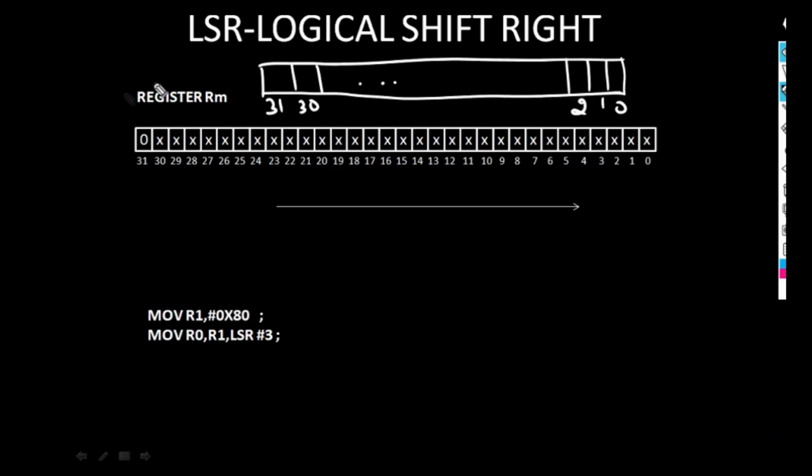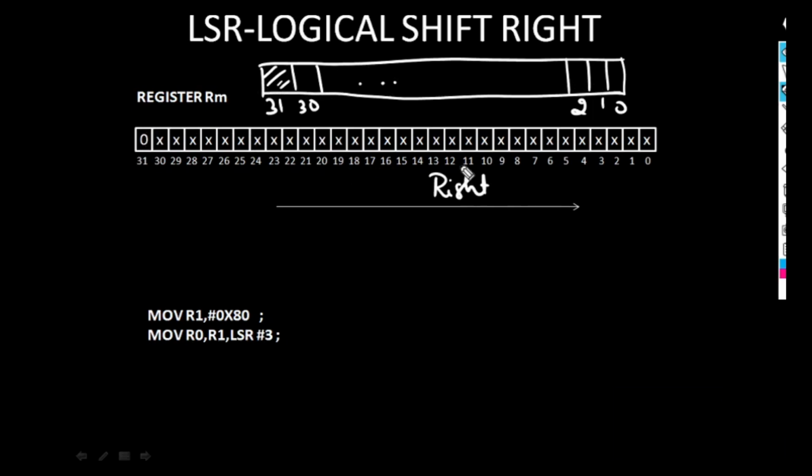If we perform logical shift right on this particular register content, then this is what happens. The entire register content is shifted to the right side, that is this side. Obviously, when you shift it to the right, a vacant position will be created in the MSB, so that is filled with 0. And what about the remaining bits?